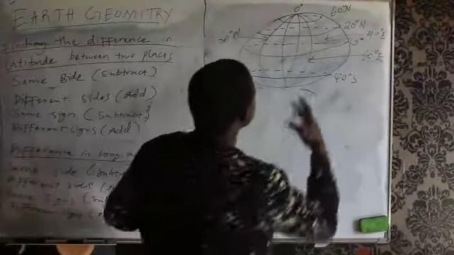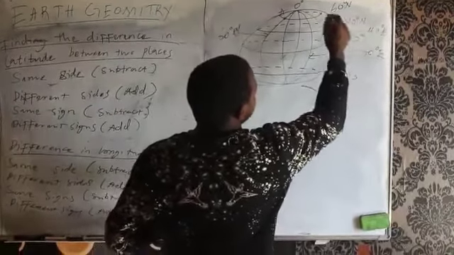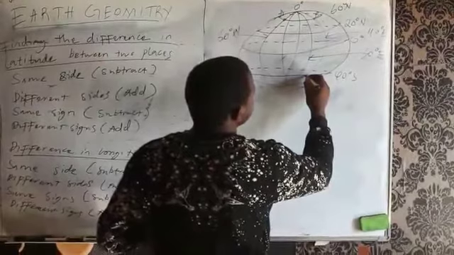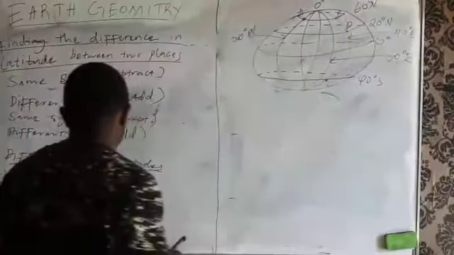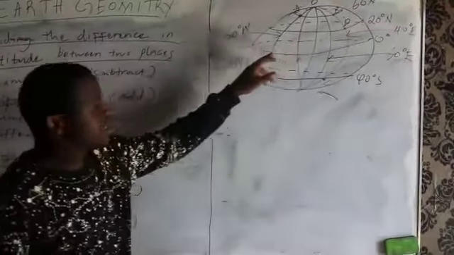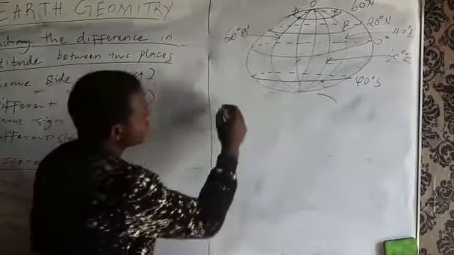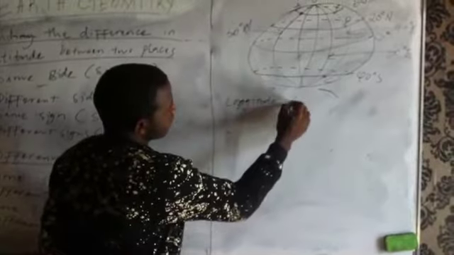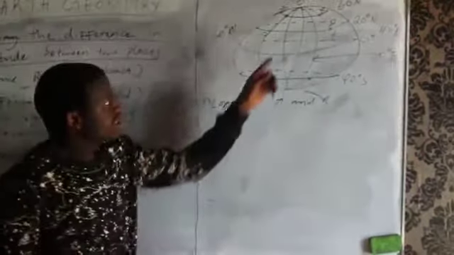Then let me just put the points. I have point A here, and point B here, and point C here, and point D there, and I have been told to calculate the difference in longitude between A and B.